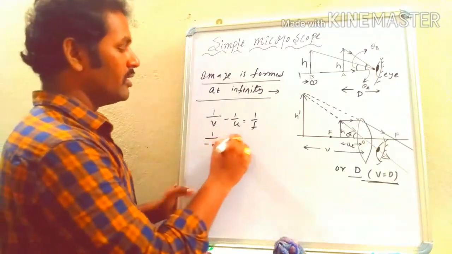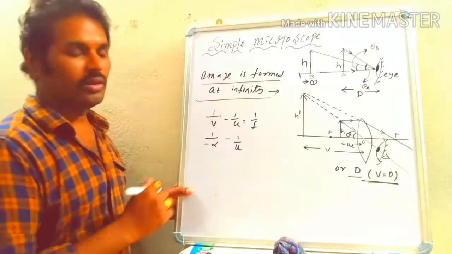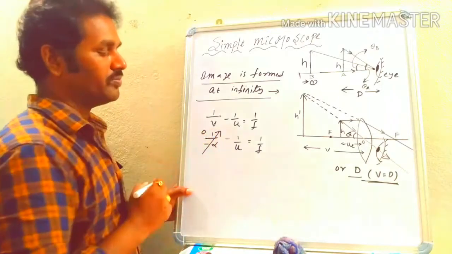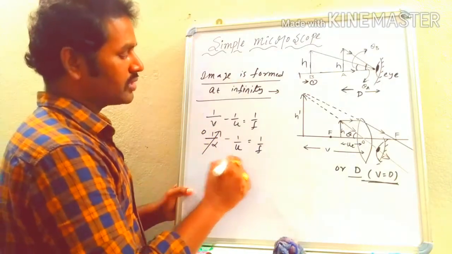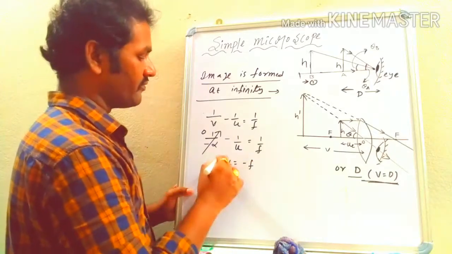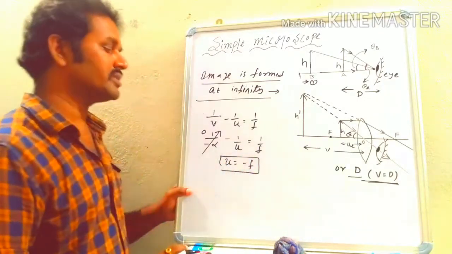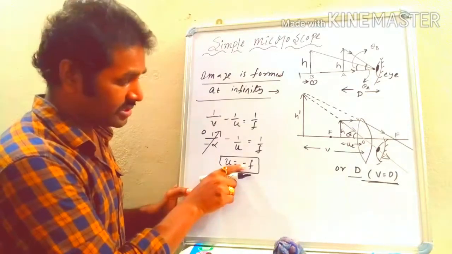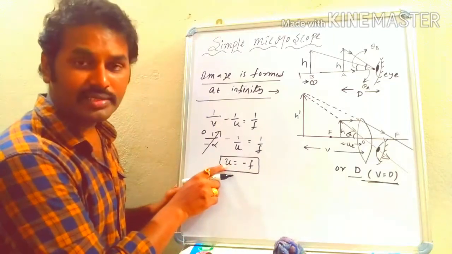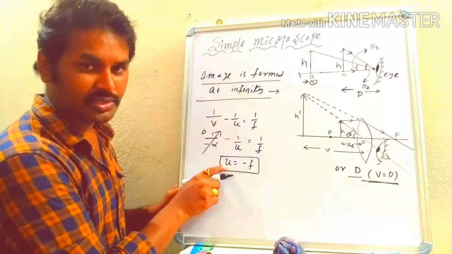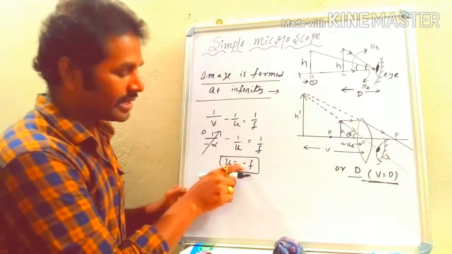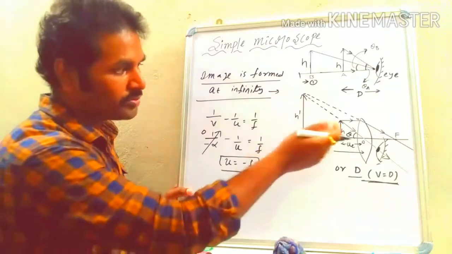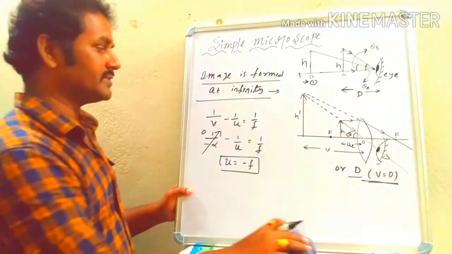1 by minus infinity minus 1 by u is equal to 1 by f. 1 by infinity comes as 0, and there u is equal to minus f. The object distance comes as negative of the focal length. Don't take this negative sign while dealing with the numerical value of object distance; directly you can substitute f only. The negative reflects the sign convention. It's the proof that the object is on the left side of the convex lens.